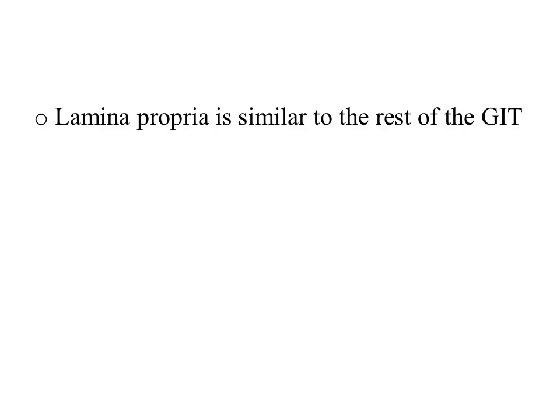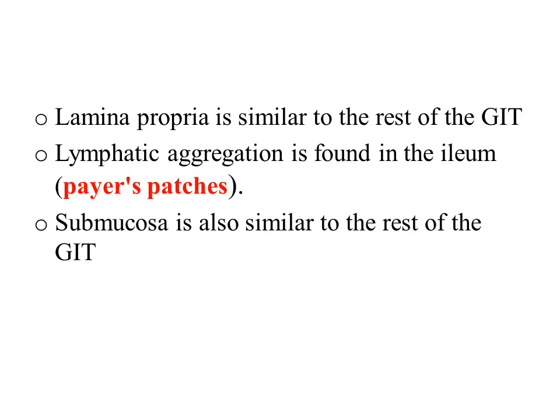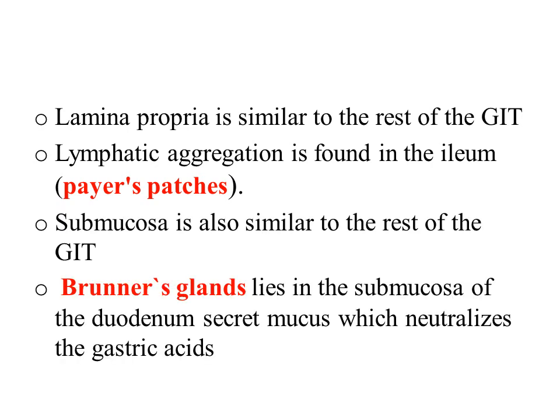The lamina propria, as I said, is similar to the rest of the GIT, and it has lymphoid aggregations found mainly in the ileum. They are called Peyer's patches. As I talked about, it also has crypts of Lieberkühn or intestinal glands in the lamina propria. The mucosa also contains something called Brunner's glands, found mainly in the duodenum, which secrete mucus that neutralizes the gastric acid that comes from the stomach.